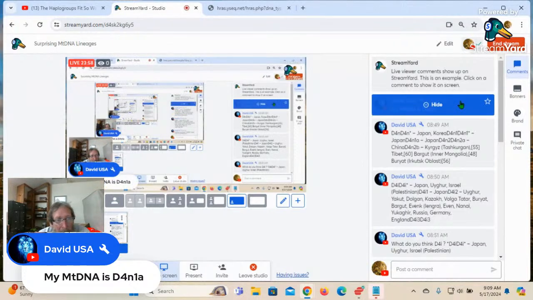There we go. My MtDNA is D4. There you go. That's the D4. That's the same mitochondrial lineage that went to America. I mean, not that specific lineage, but the D haplogroup is one of the haplogroups that went to America, the maternal lineage.